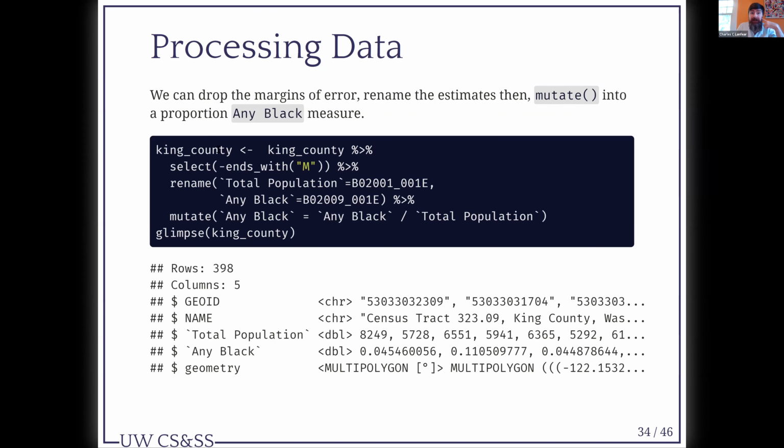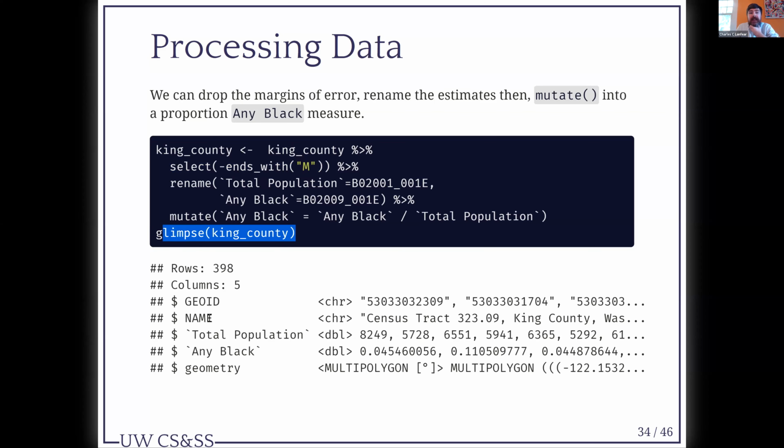So I say my King County data is going to be my King County data. I say select minus ends with M. This drops any variable that ends with the letter M. In my case, this is just my margin of error columns. If I had 100 of them, this would get rid of all of them without me having to manually pick them out. I then rename my variables so that B02001_001E is now the total population, and the other one is now the any Black variable. I mutate so that any Black equals any Black divided by total population, which is now a proportion of people reporting any Black race or ethnicity in that census tract, and I take a peek at it.